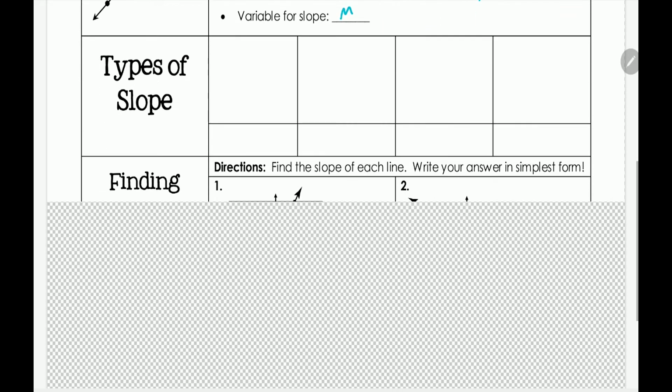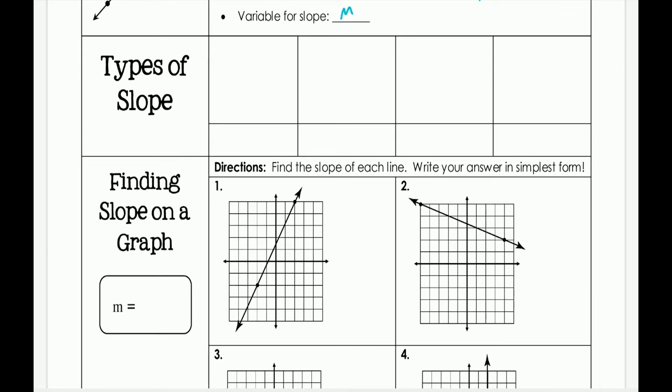Okay. We have 4 different types of slope. The first type is positive slope. And it looks like whenever you go from left to right, you're trending upwards. The other option is negative slope. So going from left to right, you're going to be going downwards.